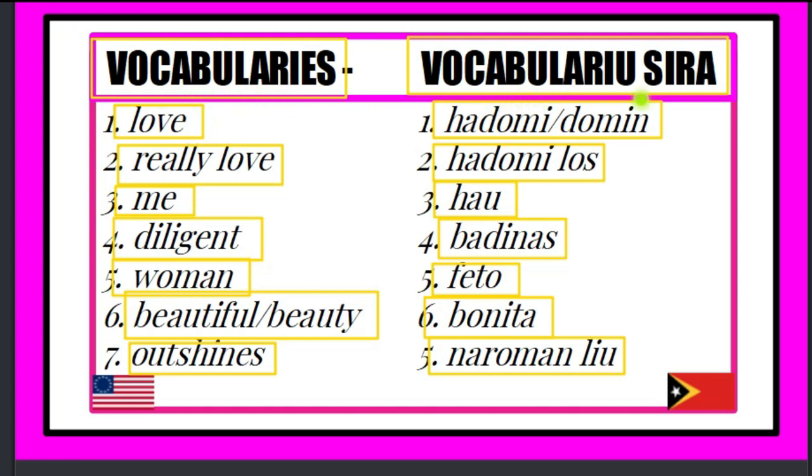Vocabularies here. Love, Hadomi or domin. Really love, Hadomilos. Me, How. Diligent, Badinas. Woman, Feto. Beautiful or beauty, Bonita. Outshines, Naromanliu. Okay. Next, let's go to the next slide.